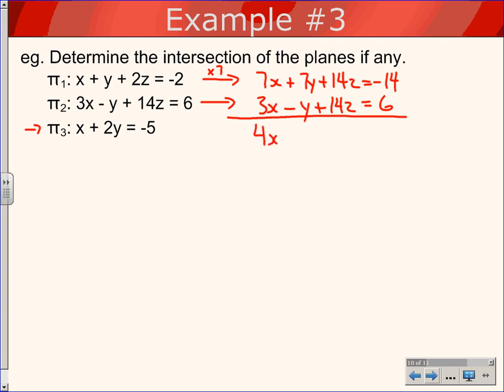We have 4x plus 8y. Z's are gone. Equals minus 20. And you'll notice I could divide all of those by 4. So x plus 2y equals minus 5. That's equation 4. Right? That's the new one I've created.